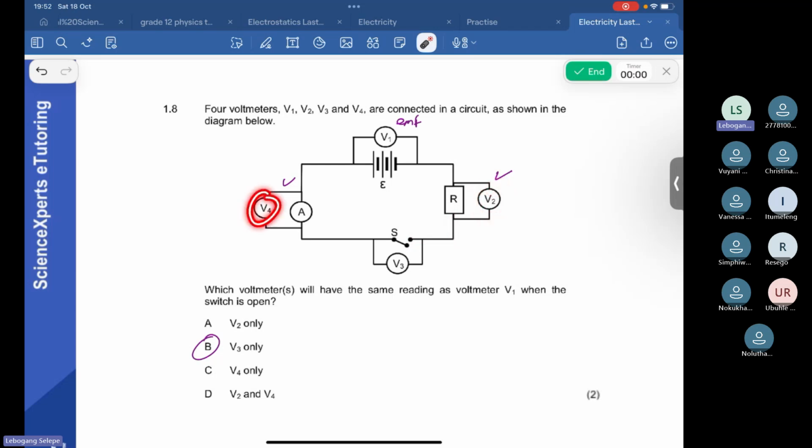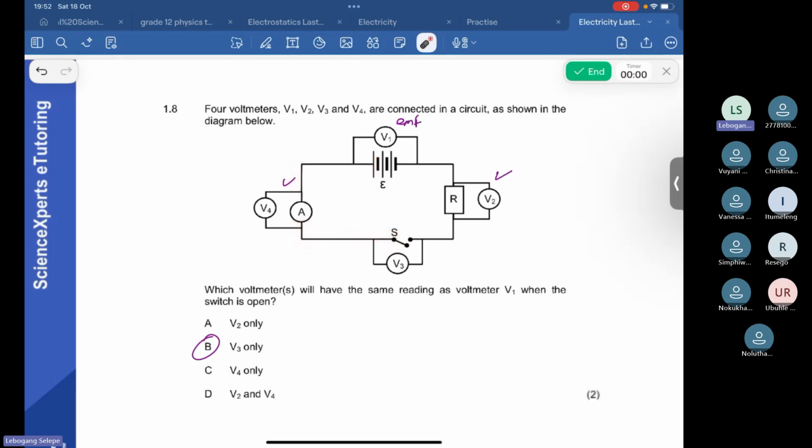Same thing with V4. Look, this side is not connected. This side of the voltmeter here is connected to this positive terminal, but then this side needs to be connected to the negative terminal, but it's being cut off here by the switch, right? So it's going to read zero.